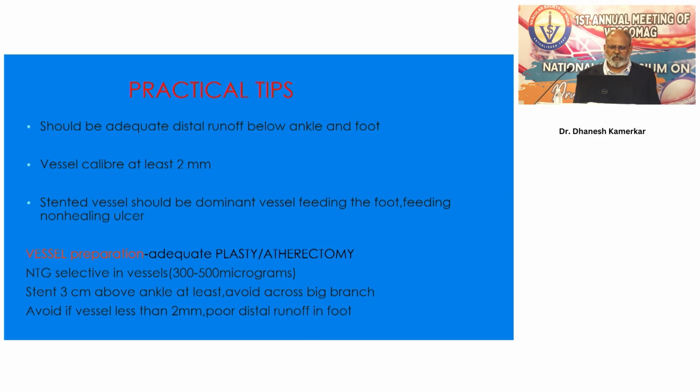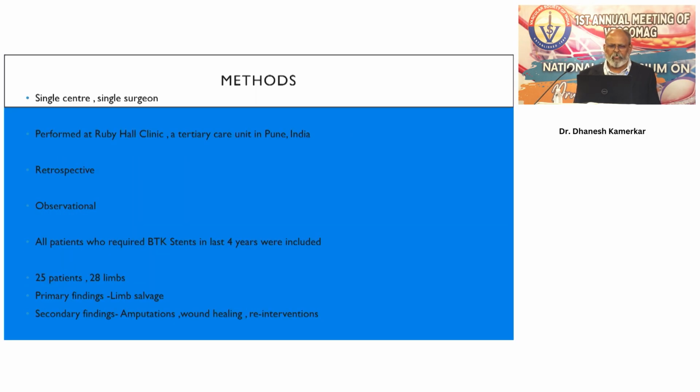Sometimes we use nitroglycerin, giving 300 to 500 micrograms locally in the tibial vessels. The stent should be placed at least 3 centimeter above the ankle. Anything beyond that, one should not consider stenting, and also avoid crossing a big branch. If vessel size is less than 2 millimeter or poor distal input, don't think about stenting.